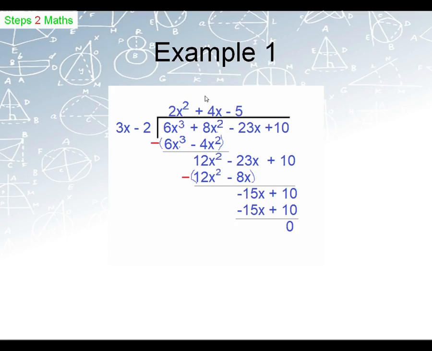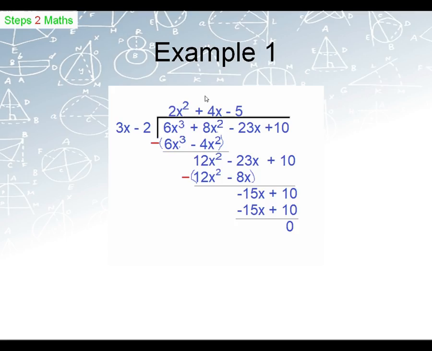So remember the process. 3x into 6x cubed goes 2x squared, multiply by our divisor and subtract to get our remainder. The point here though is watch out when you're subtracting the negative 4x squared. Subtracting a negative 4x squared is the same as adding 4x squared, as you know from integers. So our result is then 8x squared plus 4x squared to give us 12x squared. So our remainder is 12x squared, and we bring down the rest of it, minus 23x plus 10. Then we just repeat the process.